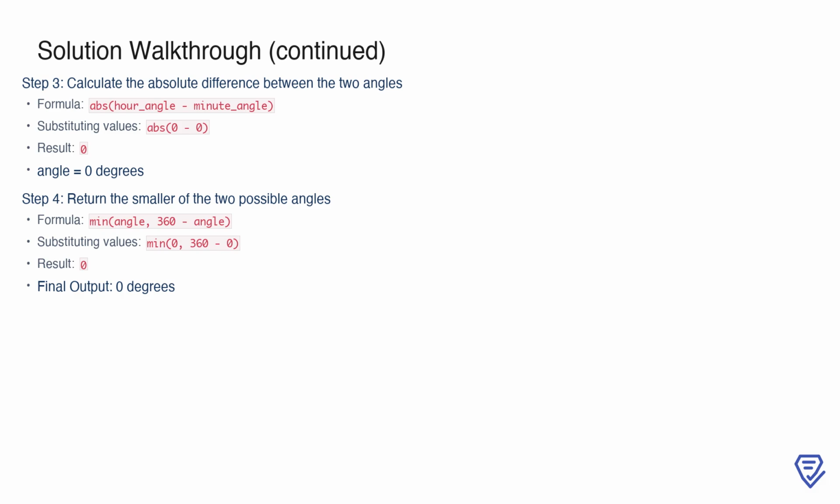To confirm, we determine the smaller angle using the formula min(angle, 360 - angle). Substituting 0 for the angle, we calculate min(0, 360 - 0), which simplifies to min(0, 360). The smaller angle is clearly 0. Therefore, the final output for this example is 0 degrees.